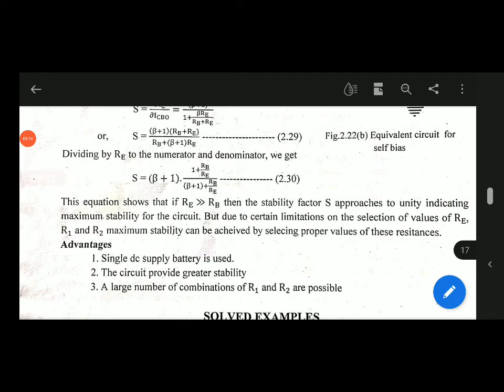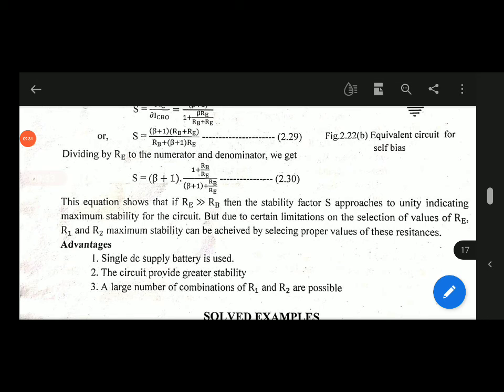This equation shows that if RE is much greater than RB, then the stability factor S approaches unity, indicating maximum stability for the circuit. But due to certain limitations on the selection of values of RE, R1 and R2, maximum stability can be achieved by selecting proper values of these resistances.